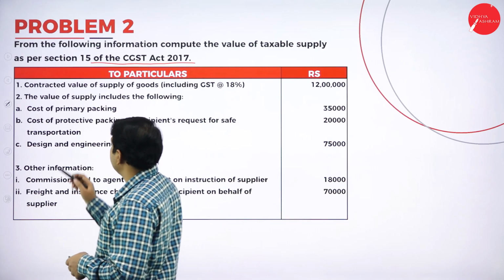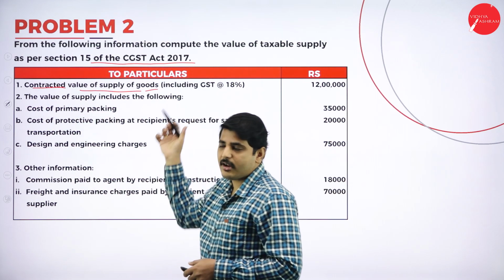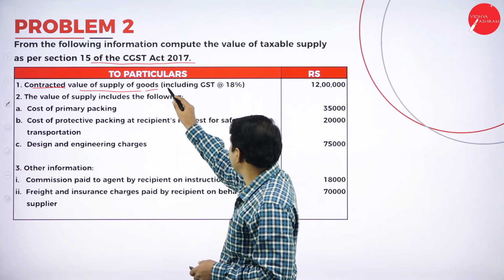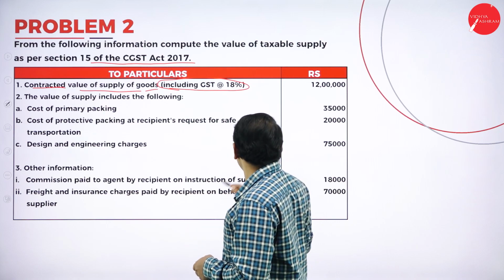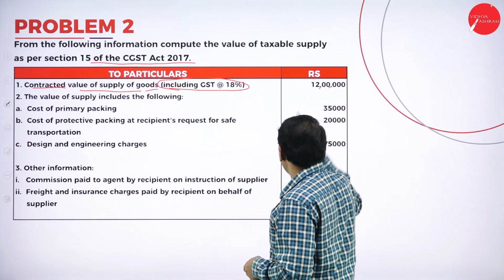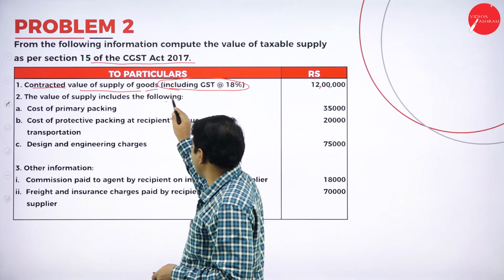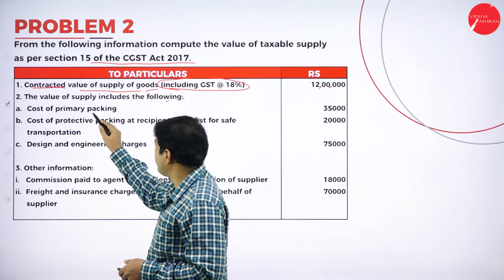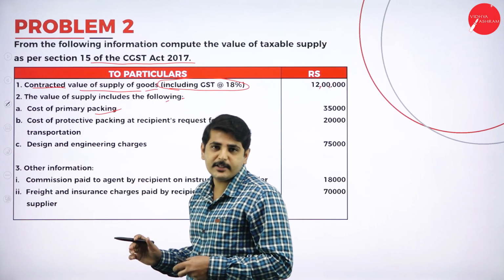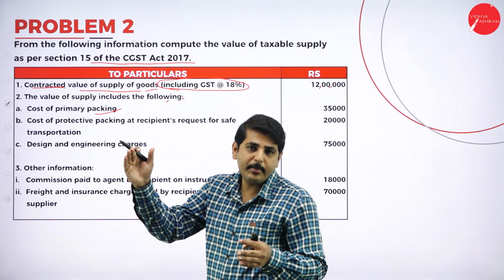Let's see the problem. First one, contracted value of supply of goods. What is the actual contract value of supply, including GST at 18%? This is included. The amount is 12 lakh. Next one, the value of supply includes the following. What are the items included here? Cost of primary package. Primary package means the first package. The goods will have different levels of package.